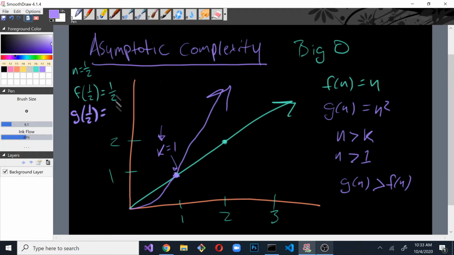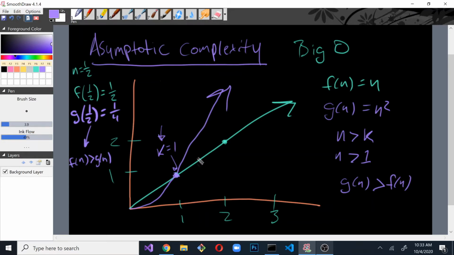Because this is going to be 1/2 squared, that's just going to be equal to 1/4. And what that means is that at that particular point, f of n is going to be greater than g of n. Right? And that's only at the point 1/2. But for most of the graph, for everything from 1 all the way up to infinity, g of n is always going to be greater than f of n. So that is essentially what the upper bound is.